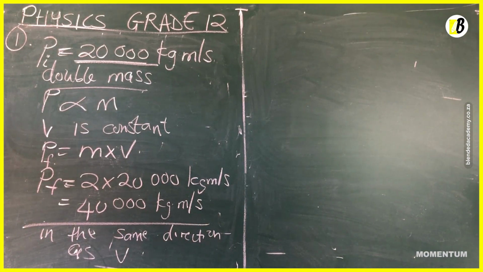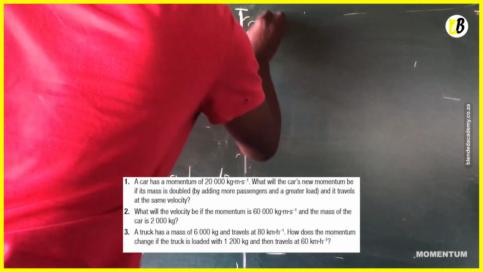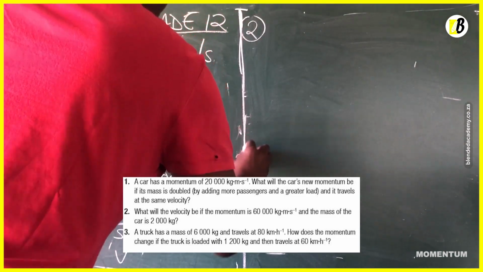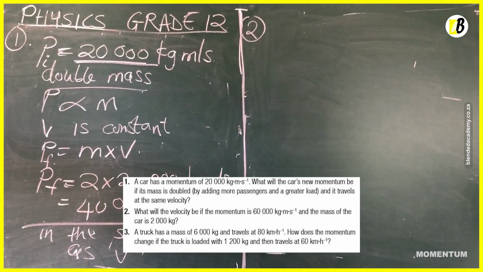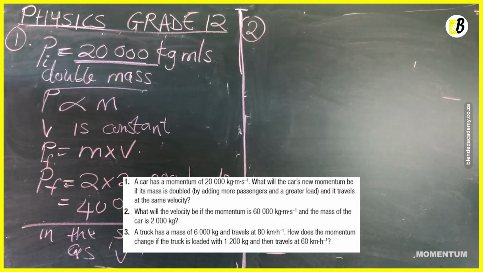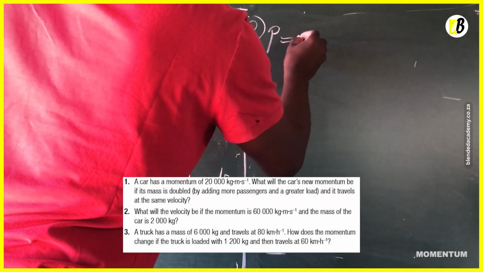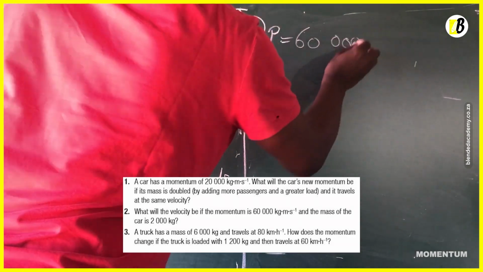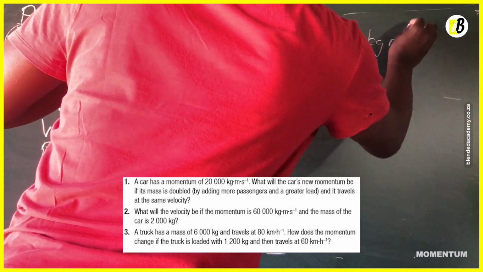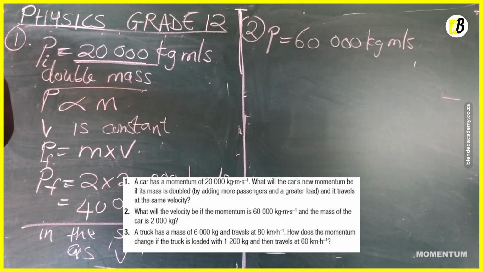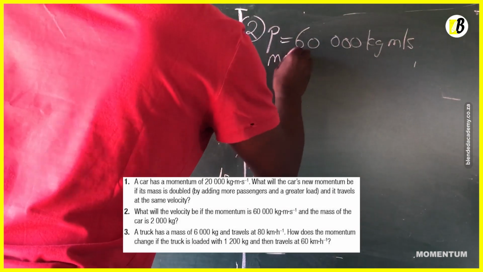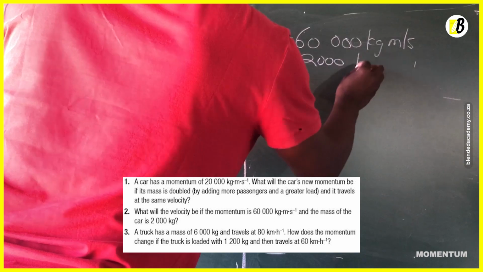And in the second example, let's look. Well, you can just check on the screen there. You have a display of these examples that we're working on here, and you can just pause the video and try to write those questions down. So now with the second one, it says what will be the velocity if the momentum is 60,000 kilograms meter per second, and then the mass is 2,000 kilograms.